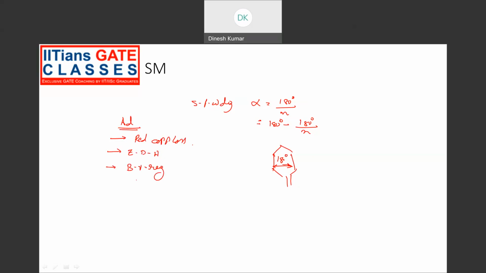And the disadvantage is, we know that E is proportional to Kpn, right? So if Kpn decreases, E decreases. Because of the short pitch winding, Kpn will be less than 1, because of which E decreases. So the disadvantage is reduction of fundamental voltage.